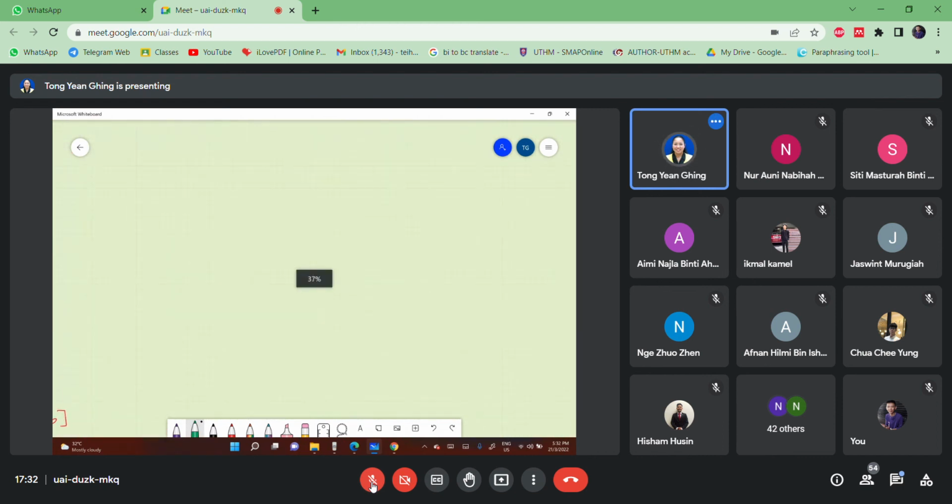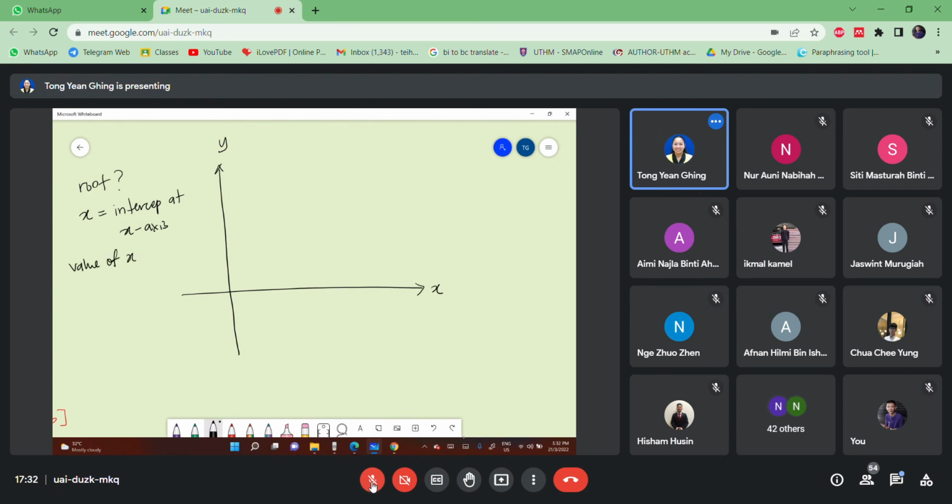will explain to you again. Let's say we have a graph like this. This is x, this is y, and you have to know what a root is. Root is the value of x when it intercepts the x axis, or the value of x when f(x) is equal to 0.